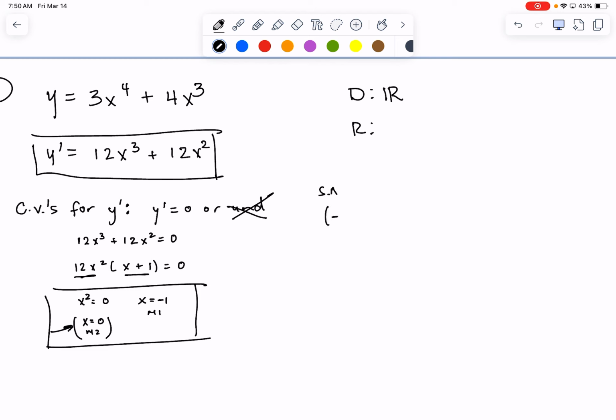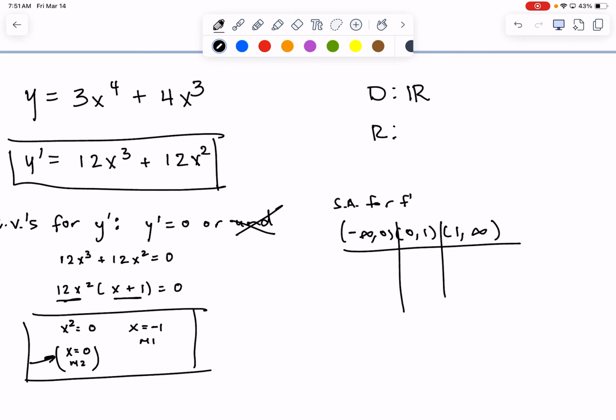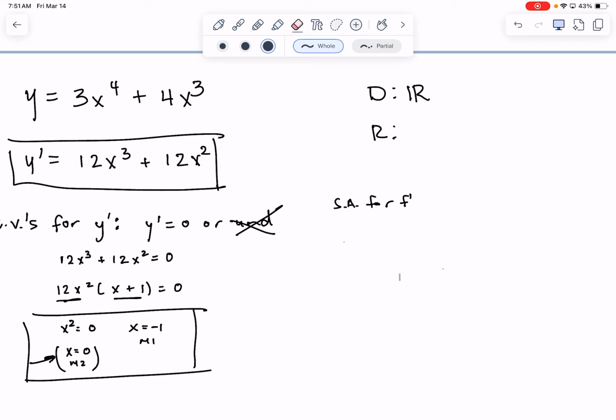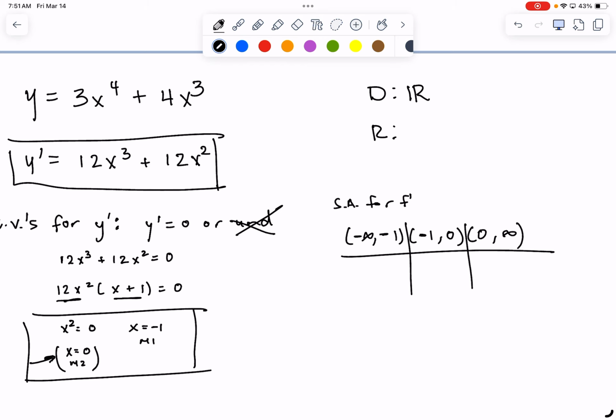So my SA for f prime is going to be negative infinity to 0. It's going to be 0 to 1, and then 1 to infinity. All right, let's test. Oh, it is, isn't it? Man, tell you what, I'm screwing up. Good catch. It's negative 1. So it'd be negative infinity to negative 1, negative 1 to 0, 0 to infinity. Careless mistake. Don't let me make any more of those.